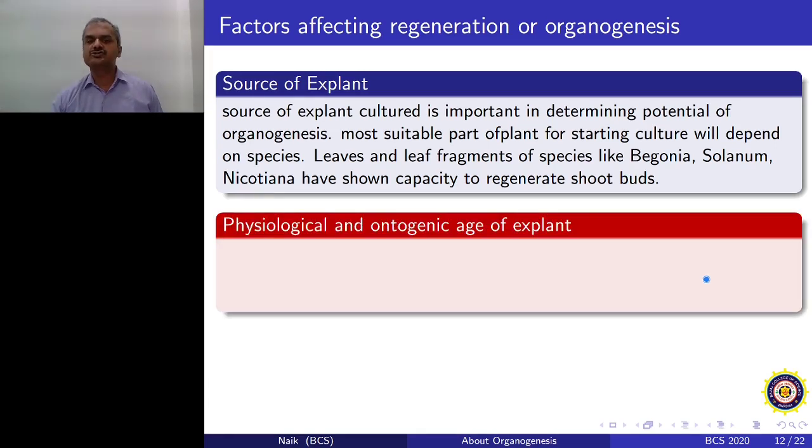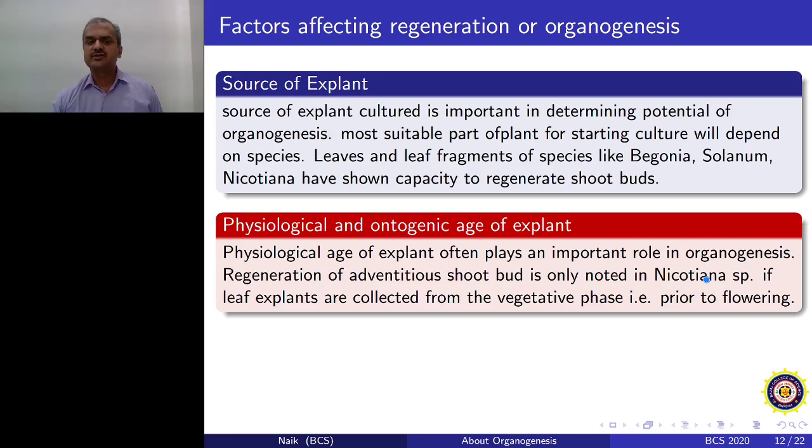The next is the physiological and ontogenic age of the explant. It is found that if that particular plant is actively growing, vigorous in nature, doesn't have any diseases, has good nutrition, or has been fed with enough nitrogen source, those kinds of explants will give rise to better organogenesis.